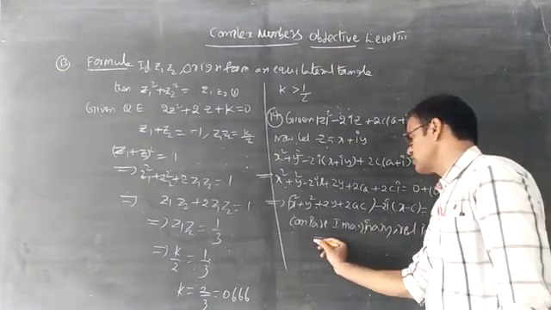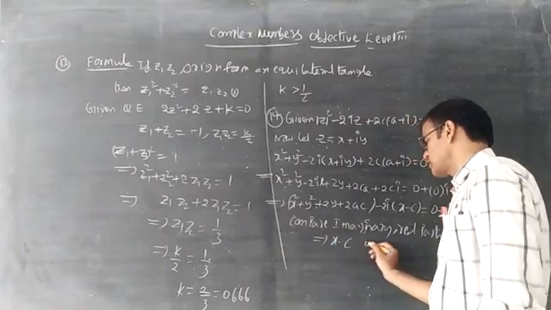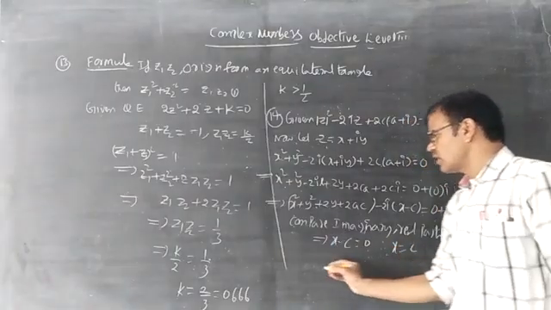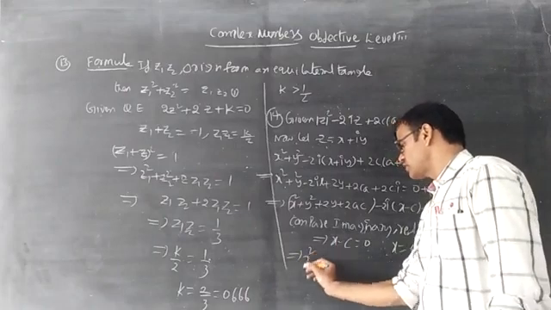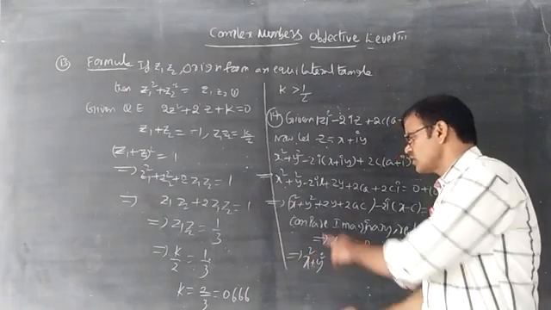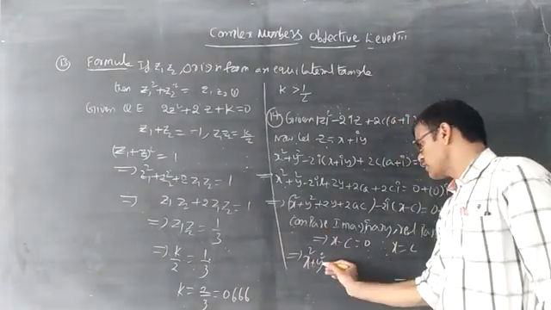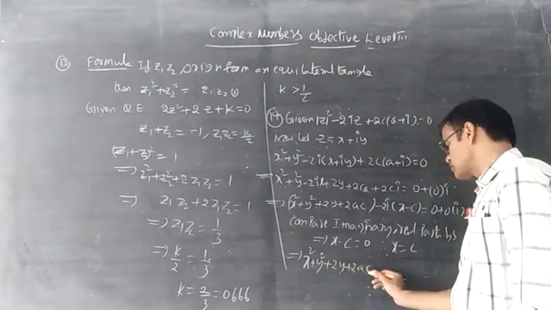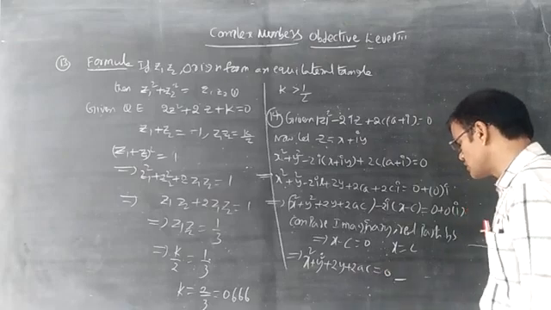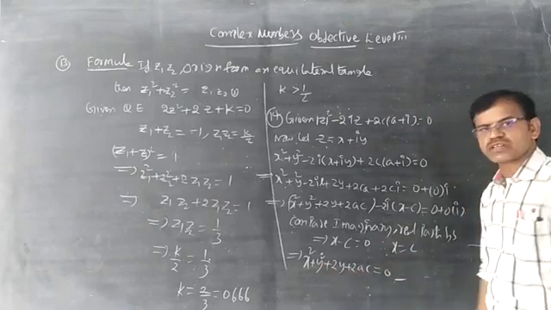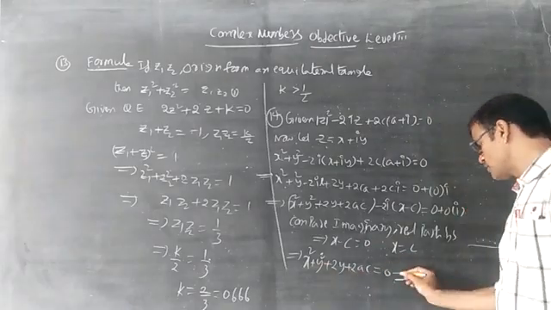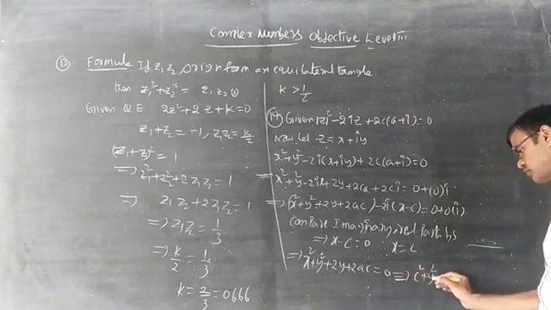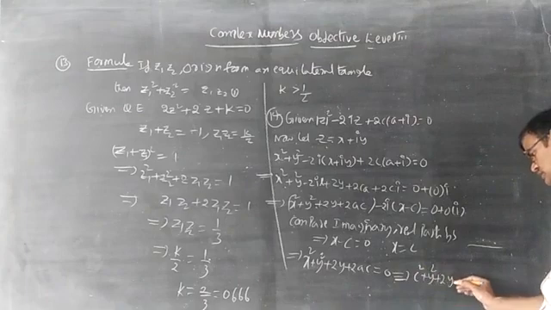That implies x minus c is equal to 0. Therefore, you can write x is equal to c. Also, by comparing the real part, we get x square plus y square plus 2y plus 2ac equal to 0. Substitute 0 instead of x, which implies c square plus y square plus 2y plus 2ac.